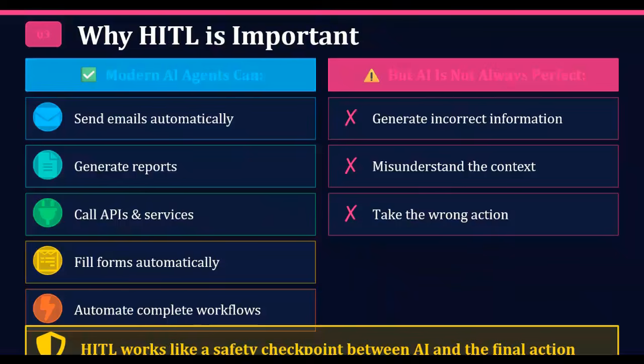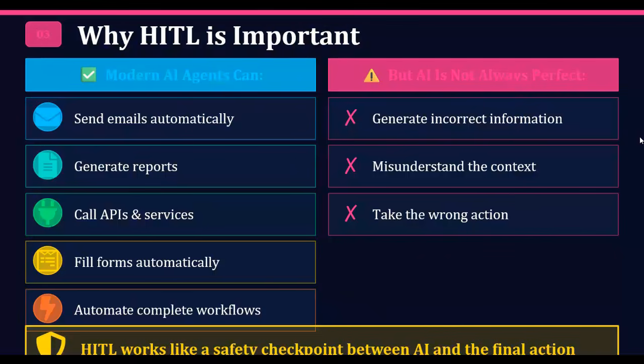Human in the loop becomes important because modern AI agents can send emails automatically, generate reports, call APIs and services, fill forms automatically, and automate complete workflows. But AI is not always perfect. Sometimes it may generate incorrect information, misunderstand the context, or take the wrong action. That's why human in the loop works like a safety checkpoint between AI and the final action.